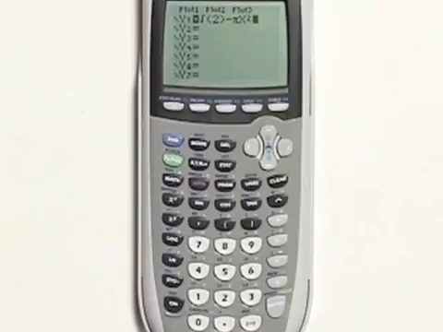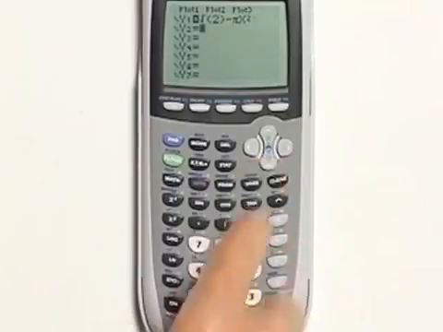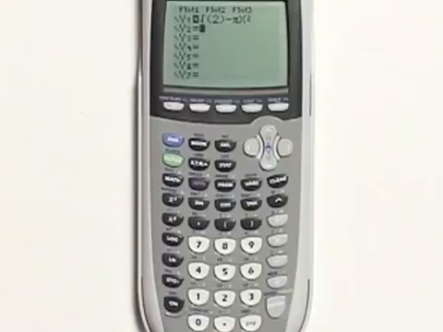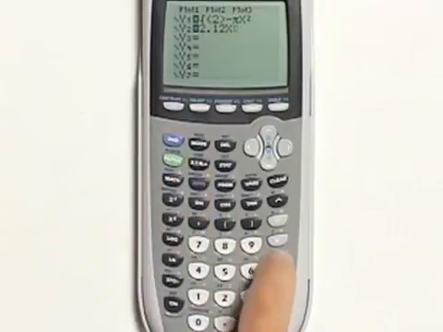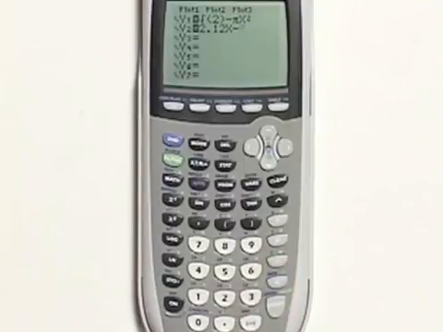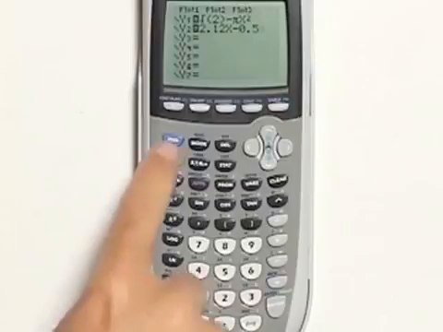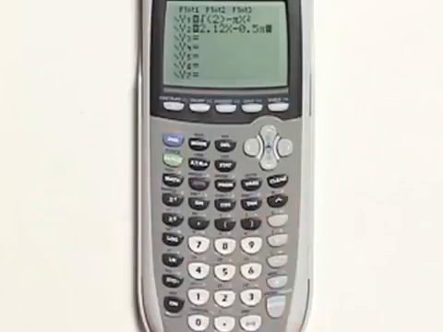For our second equation, we press the down arrow key to move to y sub 2. So now y2, or y sub 2, is 2.12, and then we need the x variable, so we press that key. We subtract 0.5 times pi, which again is the second pi key. So we have our two equations.